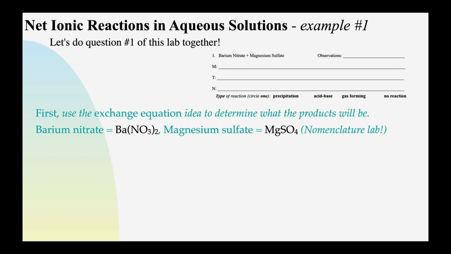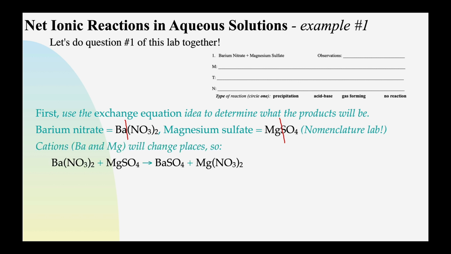But assuming you've got that down, these two chemicals are reacting with each other, and these two chemicals have cations and anions. So the barium and the magnesium here are the positive cations, the nitrate and the sulfate here are the negative anions, and they're going to do that exchange, that double displacement dance, where the Ba and the Mg will essentially trade partners. You can figure out what the products will be.